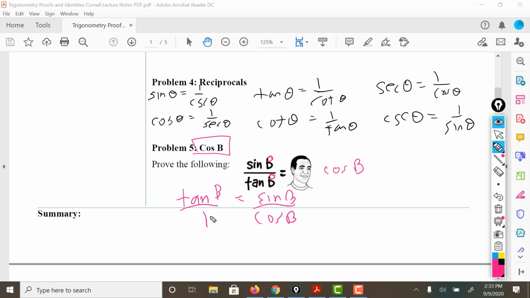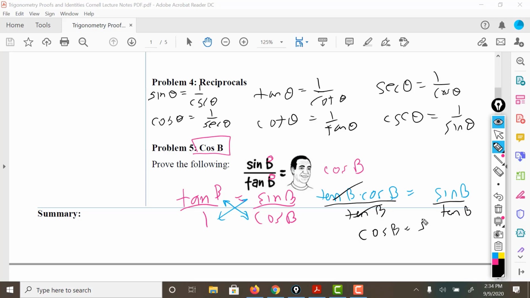And remember, we kind of did this trick before where if you have this on the bottom but you want it on top, you just pretty much switch these two. If you don't remember that trick, let's go ahead and cross multiply this proportion. So I get tangent of B times cosine of B is equal to 1 times sine B. But that 1 doesn't really matter, okay? Because it's just a 1. We had it there just to help us out. I can divide both sides by tangent of B. And I get cos B is sine B over tangent of B.